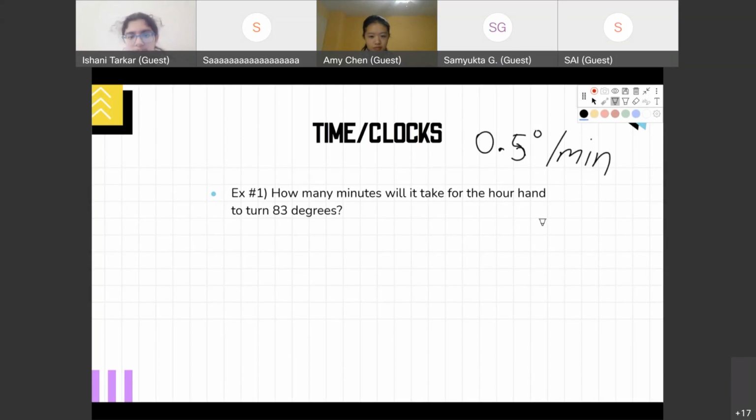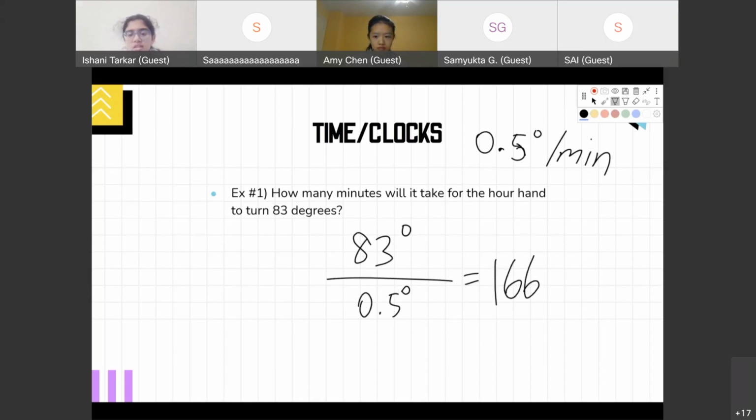Now we have been given 83 degrees. We know that 0.5 degrees go by every minute, so every 2 minutes we go 1 degree. That means we're not multiplying by 0.5, we're dividing by 0.5, because we want to do 83 of those 2 minutes. So 83 degrees divided by 0.5 degrees per minute is equal to 166 minutes, and therefore it takes 166 minutes for the hour hand to turn 83 degrees. So good job to everybody who got it in the chat.